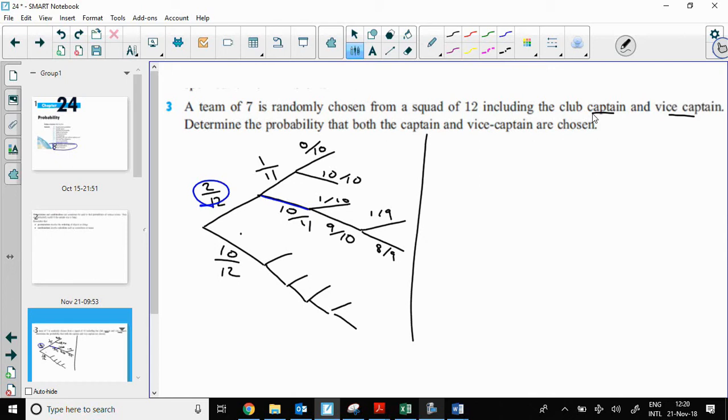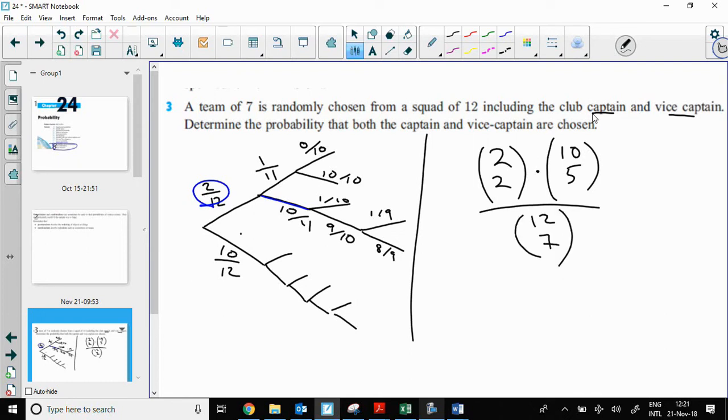Let's do it the smart way. There are 2 people who are either the captain or the vice captain, and I want to choose both of them. And there are 10 people left over, and I want to choose 5 of them to make 7, right? 5 and 2 make 7. And then the total number of ways that I could choose 7 people out of the 12 is 12 choose 7. And that's pretty much it. You grab a calculator and you've got yourself an answer.